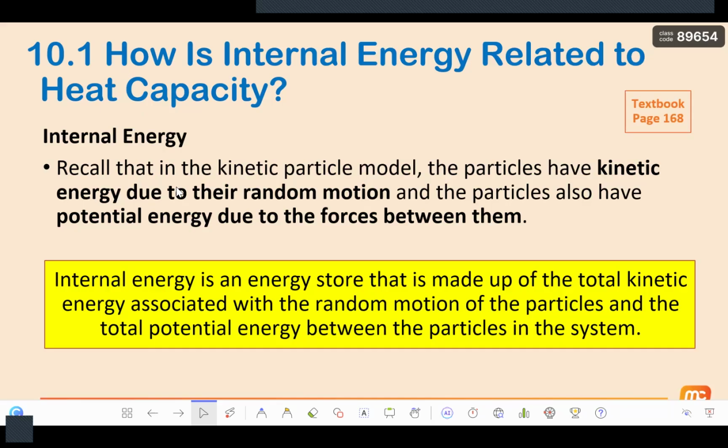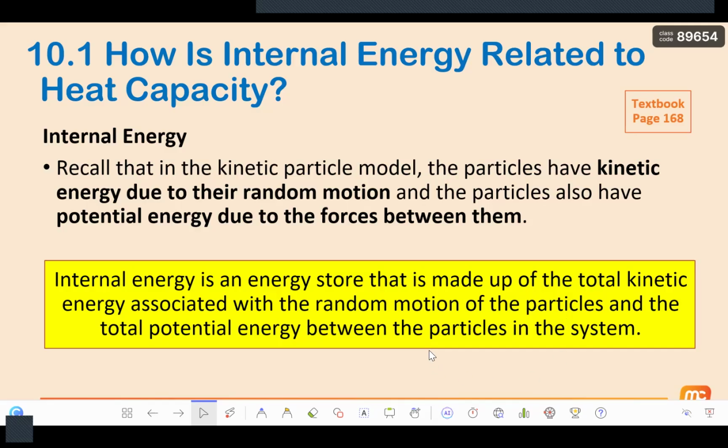We learned in kinetic particle theory that every matter has particles inside them, and these particles are in continuous random motion, and therefore the particles have kinetic energy because of their random motion. They also have another energy known as the potential energy because of the forces of attraction between them. So we know that the internal energy of any substance is made of the total kinetic energy due to the motion, as well as the total potential energy because of the forces of attraction between the particles. So internal energy is equal to KE plus PE.